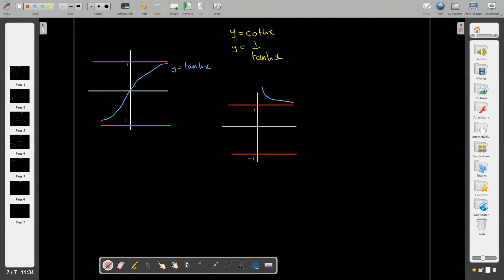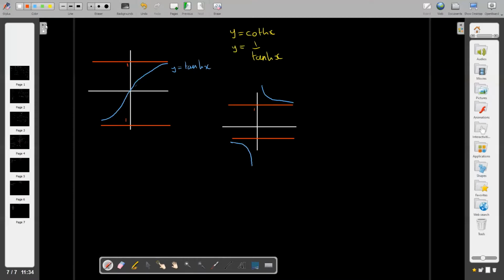Okay, and let me make this graph a little bit bigger. Alternatively, I'll just put this in a better place. There we go. And now what we're going to do is we're going to have this come this way.